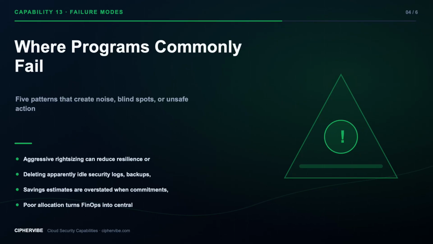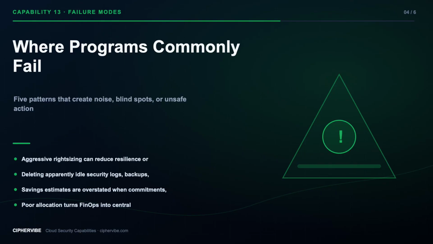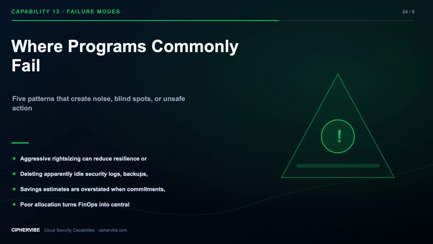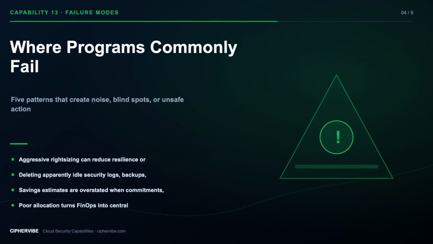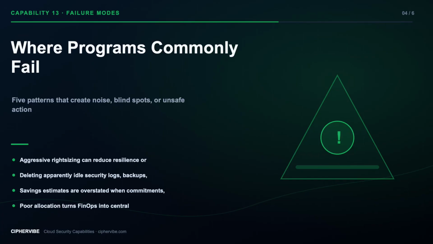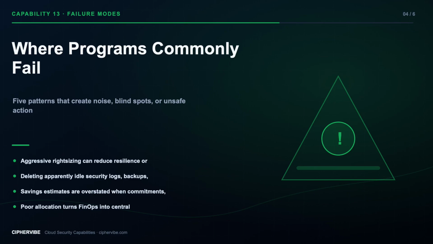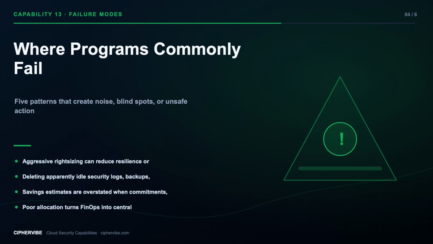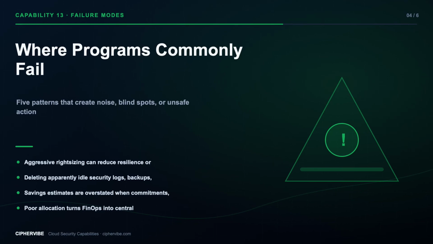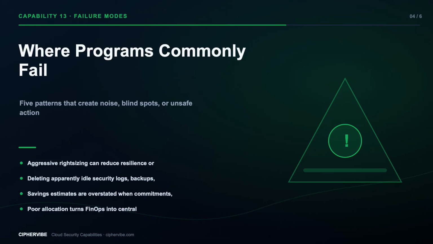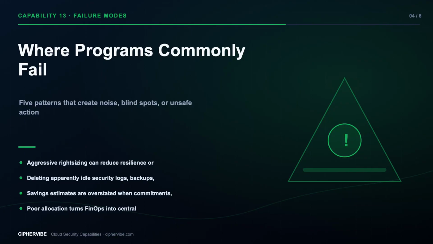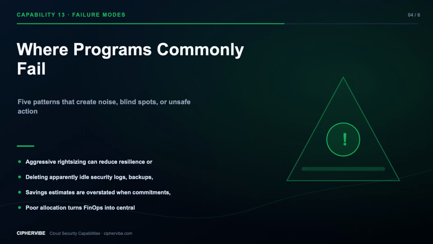Fourth, poor allocation turns FinOps into central blame instead of a collaborative engineering practice. Fifth, tag-only governance fails when resources are ephemeral, shared, inherited, or created outside approved templates. These failures share a pattern. A local measure looks successful while the full outcome is weak. A connector, scanner, or repair can report success while coverage, exploitability, or recurrence remains unresolved.